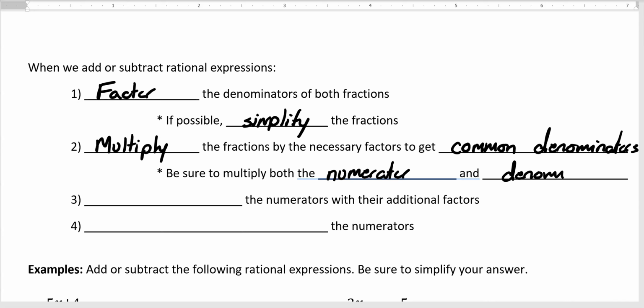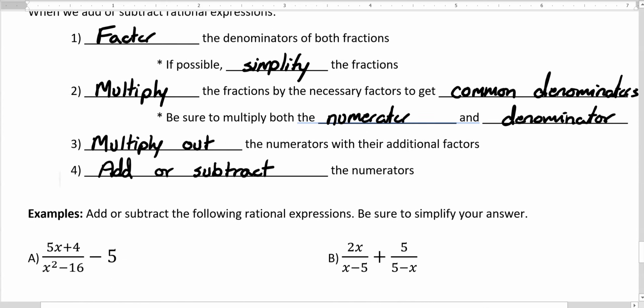Because we don't want to change the value of the fraction, so we need to just multiply by 1. So we do that by multiplying both the numerator and the denominator. And then we're going to multiply out the numerators with those factors, and then we're going to add or subtract the numerators, whatever the problem is asking us to do. All right, so let's see that in action here.